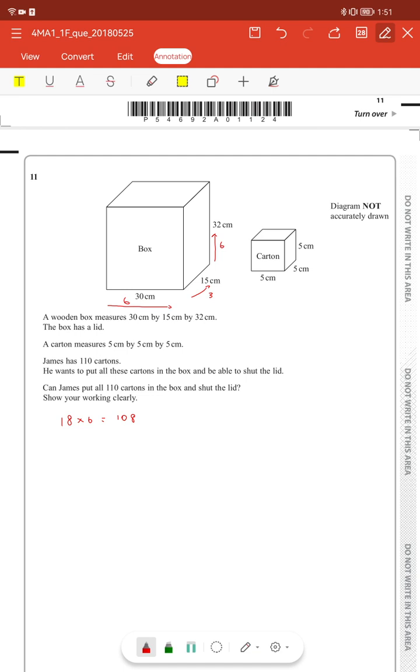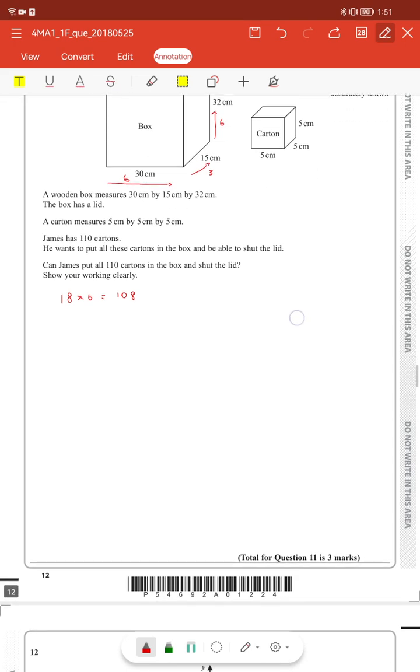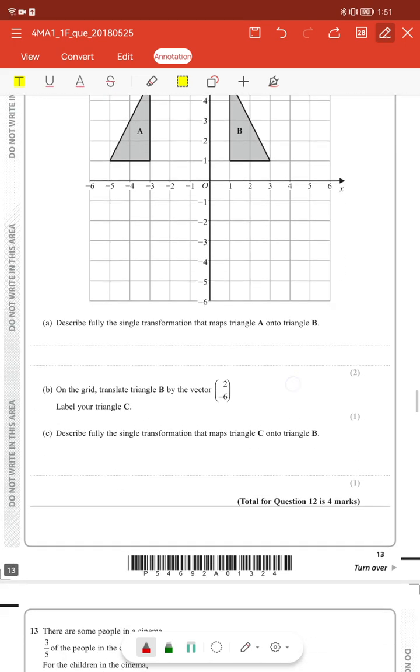So he can't, because he'd still have 2 cartons left, and there are only 2 centimeters left at the top, whereas each carton is 5 centimeters tall. So he can't do that.